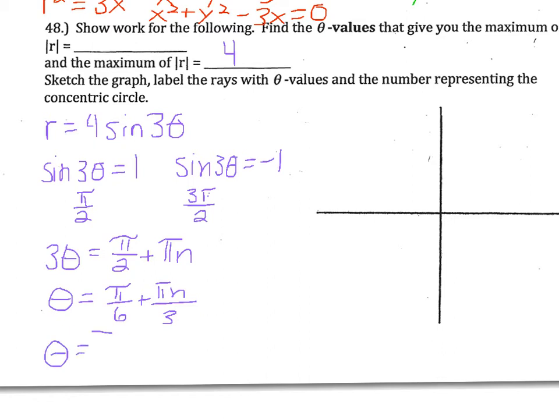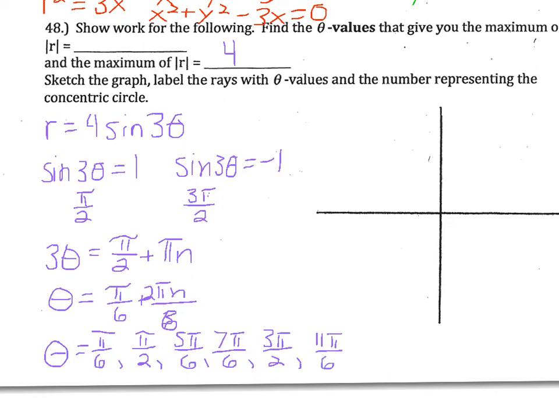So our first one will be pi over 6, and then if we add pi over 3, or 2 pi over 6, to it, we will get 3 pi over 6, which is pi over 2. If we add 2 pi over 6 again, we get 5 pi over 6. And then 7 pi over 6. And then we will get 9 pi over 6, which is 3 pi over 2. And then 11 pi over 6. So those are our theta values that give us the maximum of r.